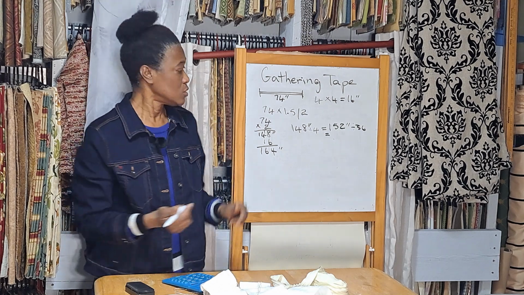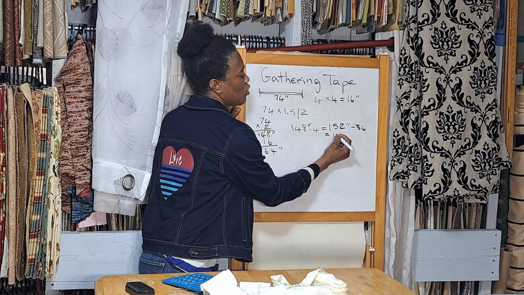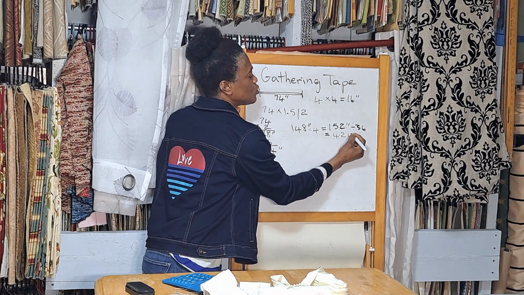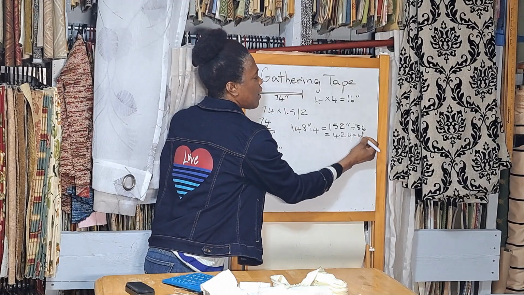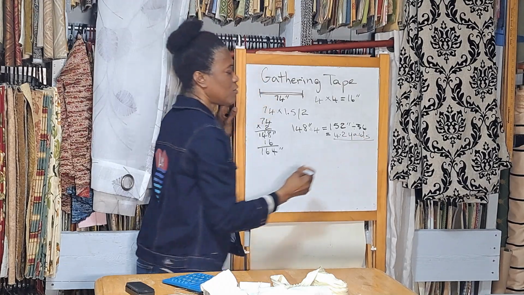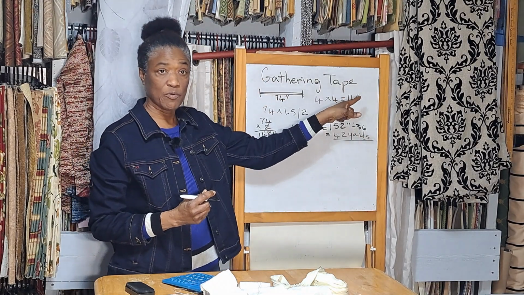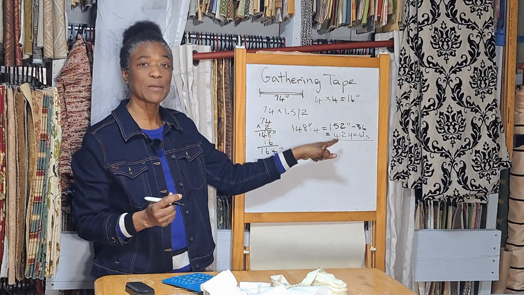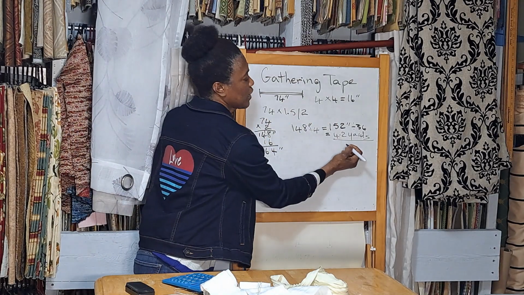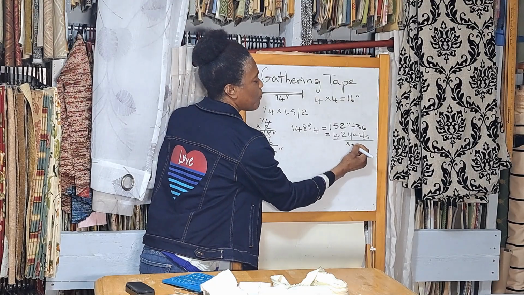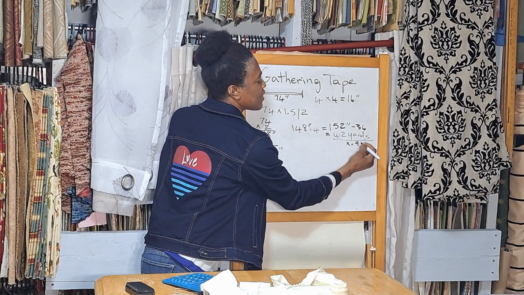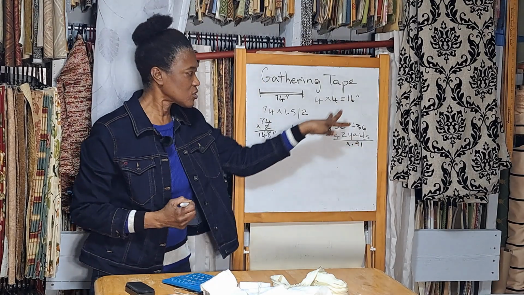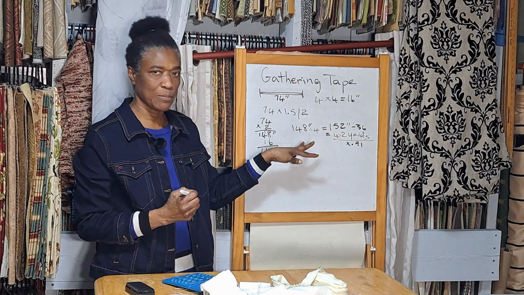4.2. So we need 4.2 yards of gathering tape for our project here. If you want to find out how many meters that is, you can multiply by 0.91. So that is our tape.